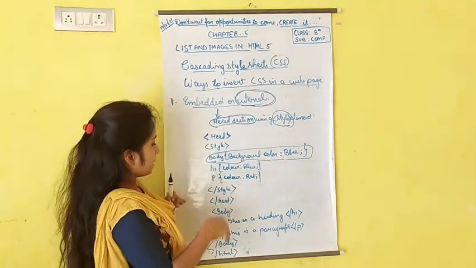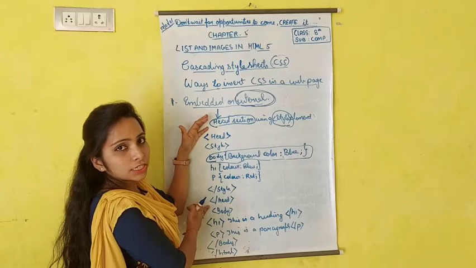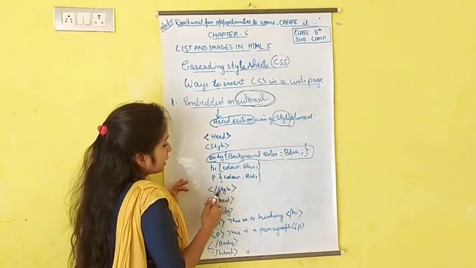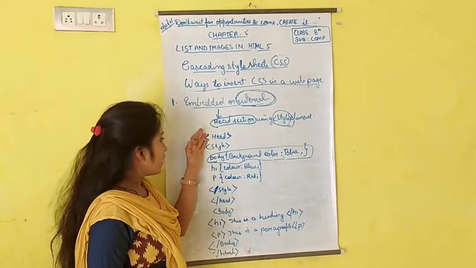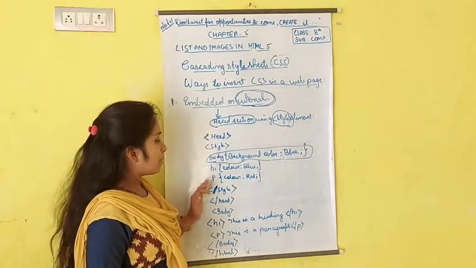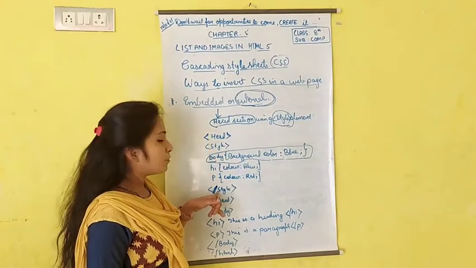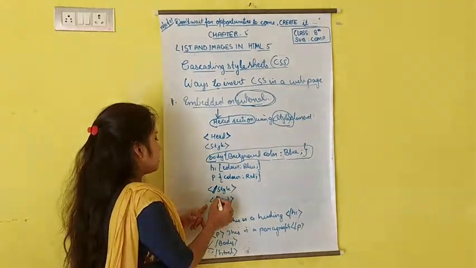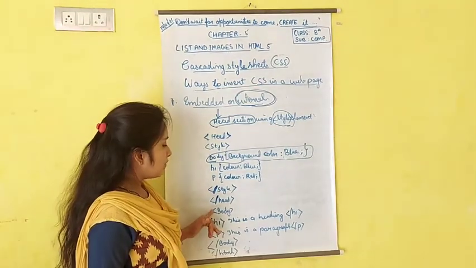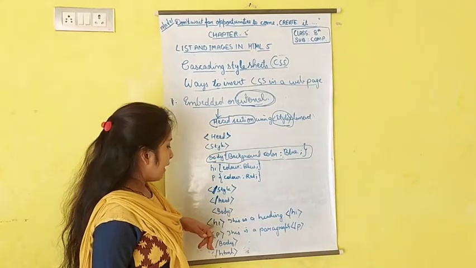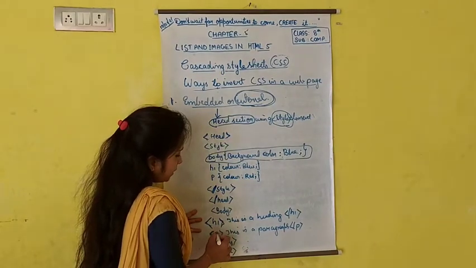Then again we'll come back. Here our head section is complete. We will come here and write a slash. This slash represents that we have come to the end of this part. Slash style. See, this style was written without slash, and this is written with slash. Then slash head. Head section complete. Now body will start. See, body. H1. We are representing H1 here.